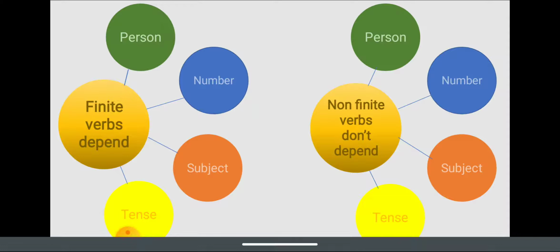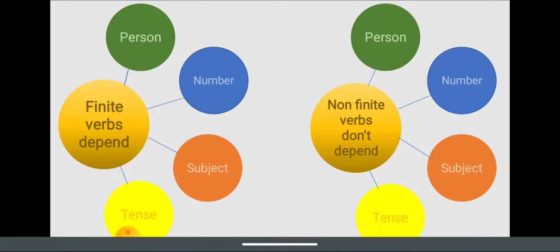In the same way, if we use take plus ing, meaning if we are using the ing form of the verb, it is called present participle. And if we use having plus third form, having plus taken, it is called the perfect participle of any verb. Now let us discuss finite verbs.